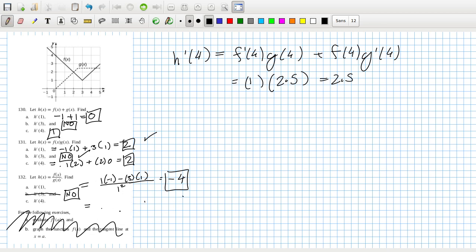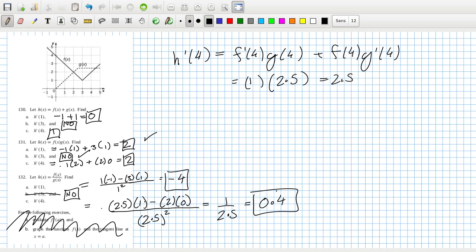So let's just be more careful here. The bottom squared, so that's g of 4, so it's 2.5 squared. And then the bottom, 2.5, times the derivative of f, which is 1, minus the top, which is 2, times the derivative of the bottom, which is derivative of g, which is 0. So that's 1 over 2.5, which is 0.4. Oh, hopefully that's correct now. I'm not feeling so great about these.